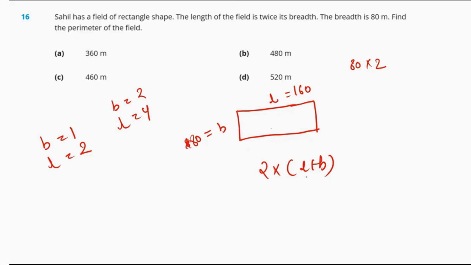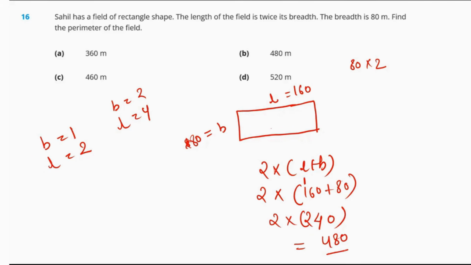This is the formula. Now let us place the values here, and after substituting the values, we will get the answer. So 2 into L, that is 160, plus 80, that is breadth. This will become 0 plus 0, 0. Now 8 plus 6 is 14, right? So 4, and then 1 will be carried here. So this will become 2. The final perimeter will be 480. So the right answer to the question is option B.